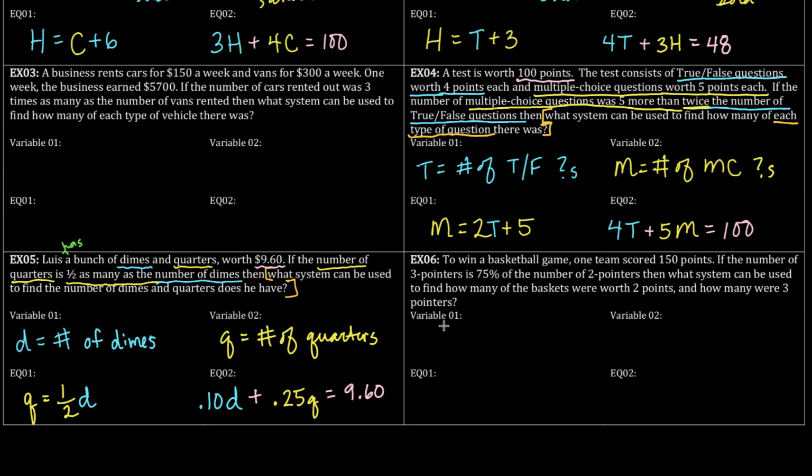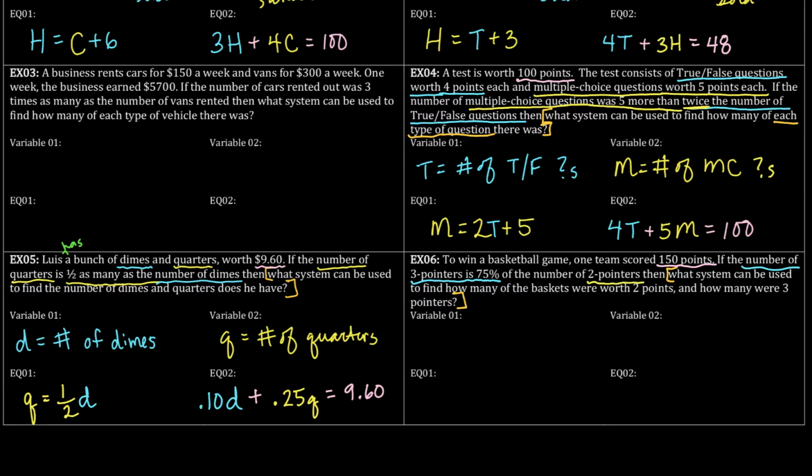All right, one more. To win a basketball game, one team scored 150 points. Well, let's jump to the end again. What system can be used to find how many of the baskets were worth 2 points, and how many were 3-pointers. So, well, that's our total, 150 points. The number of 3-pointers is 75% of the number of 2-pointers.